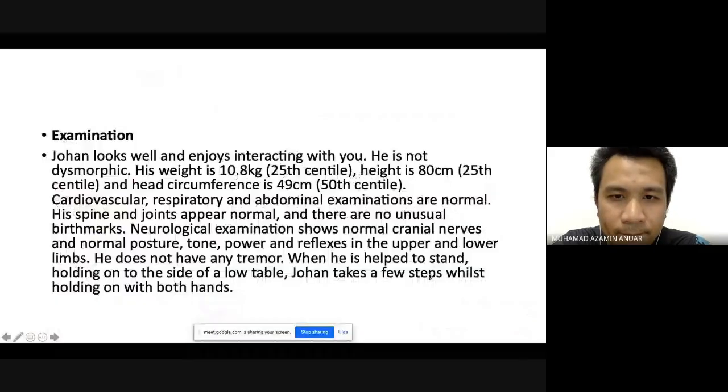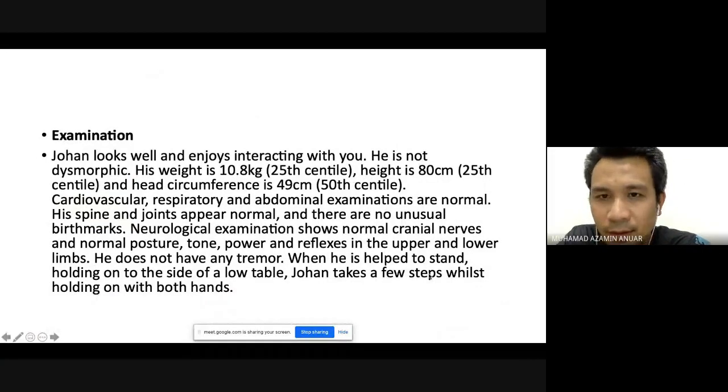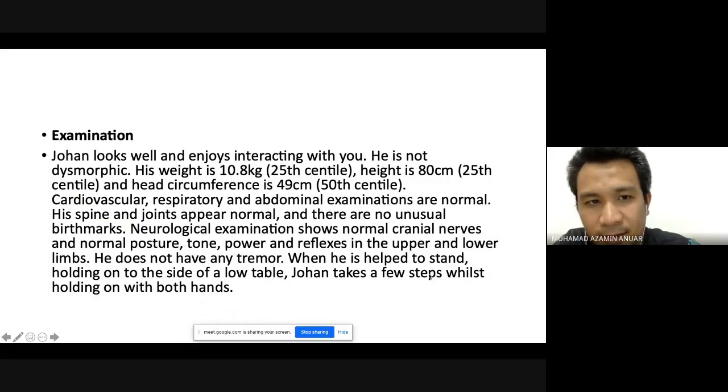So I'm putting down there the examination findings on this case, so you guys can have a look at the finding. So this is the physical findings. So it looks okay. So it looks not dysmorphic. Weight they're okay, 10.8 kilogram. Height there, 80 centimeter, which is fine. Head circumference pun okay lah, 49.